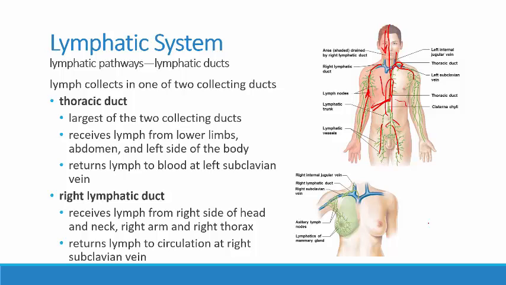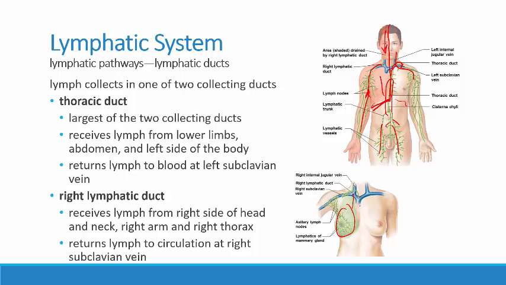vein. And we can see if this is a woman, then there's a lot of lymphatics associated with the breast tissue as well. So everything from the right breast is going to be returned at the right subclavian vein there at the right lymphatic duct. Okay, so those are the primary pathways.